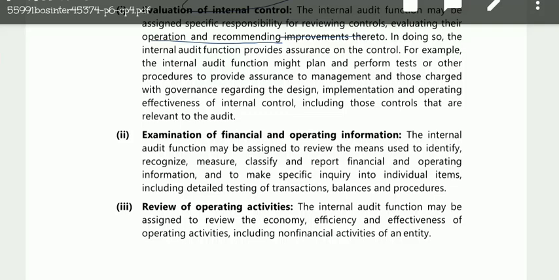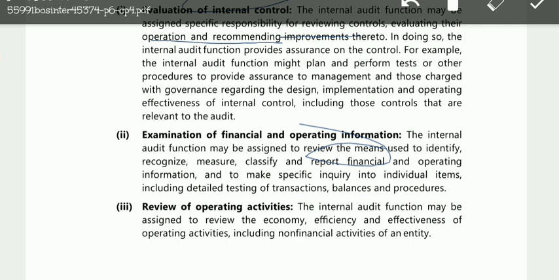Okay. Now second is examination of financial and operating information. The internal audit function may be assigned to review the means used to identify, recognize, measure, classify and report financial and operating information, and to make a specific inquiry into individual items, including detailed testing of transactions, balances and procedures. So the internal auditor can cross-check the assertions. The means means the source of information, the information on the basis of which financial statements are being prepared. So the internal auditor may check that information through testing of transactions, balances and procedures. By using several assertions, the internal auditor can conclude whether the means of information being used is correct.